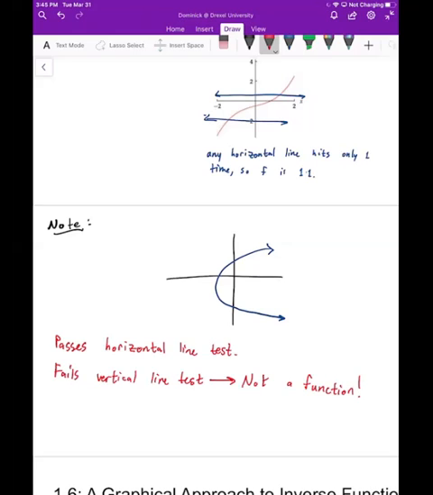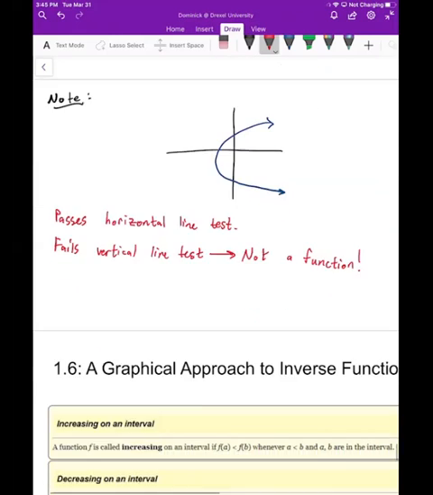Right? So a one-to-one function is a subset of the set of functions, right? So you can't have a one-to-one non-function, right? So in order for it to be a one-to-one function, you can essentially think of it as it has to pass both the horizontal and vertical line tests, right? So that's something to be aware of.